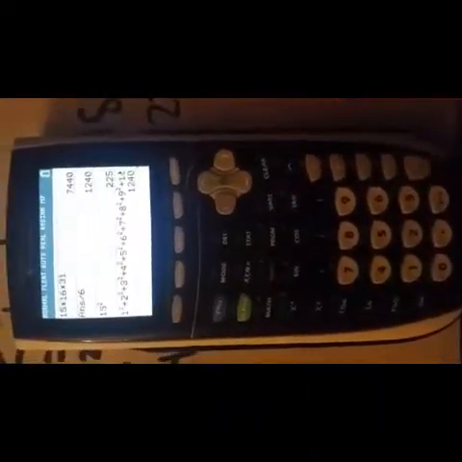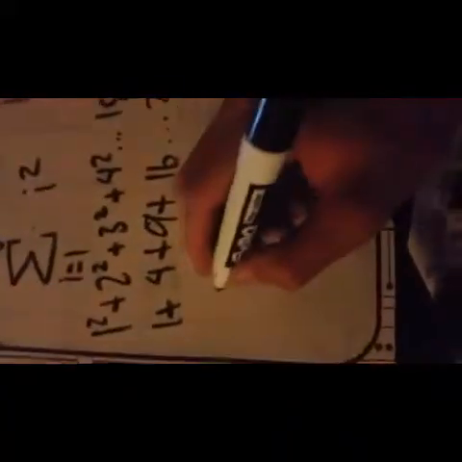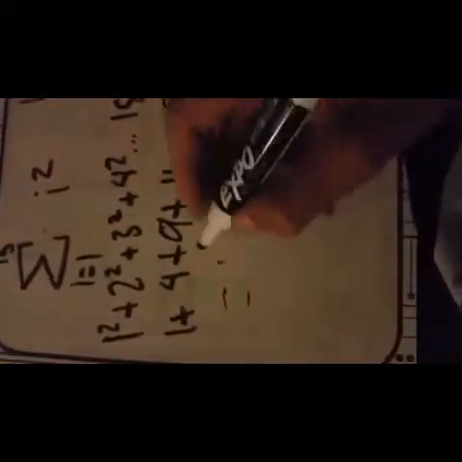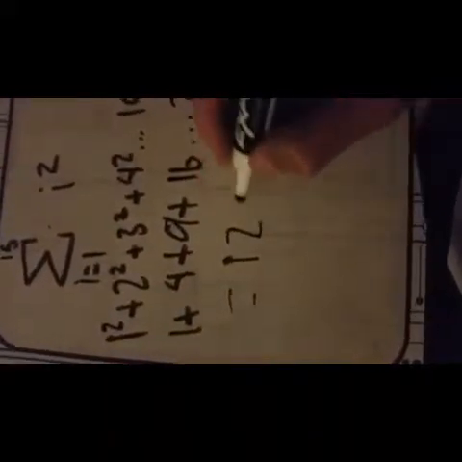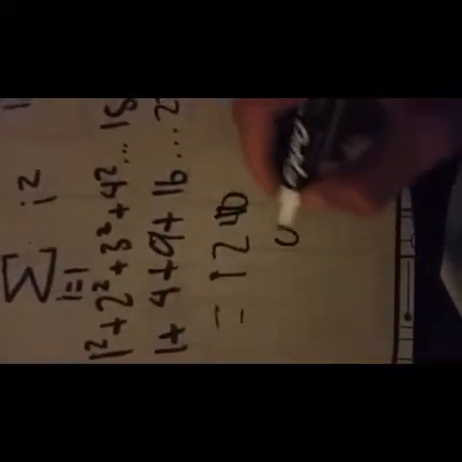14 squared. And there you have it. The exact same answer we got the last time. So once you do this, you would get that the total number of apples is 1,240 apples.